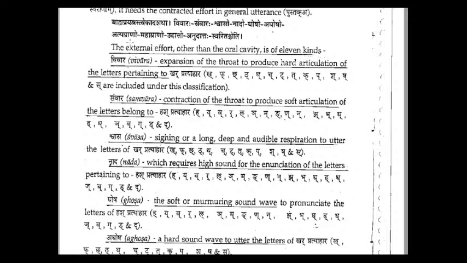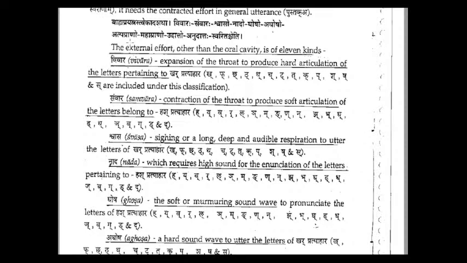So out of 33 consonants, we have covered 13 consonants. How many left now out of 33? 20. Obviously these other 20 consonants have different external efforts. Which are they? Here you can read Samvara, Nada, Ghosha. Out of these 6, Vivara, Shvasa, Aghosha we already understood. These were external efforts of Khar letters.